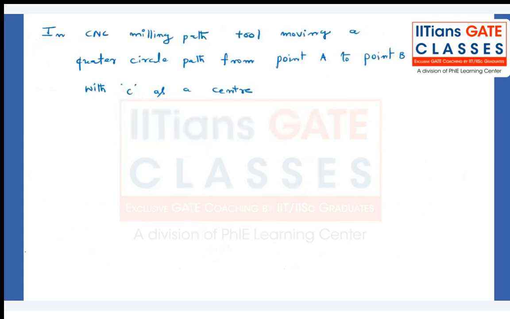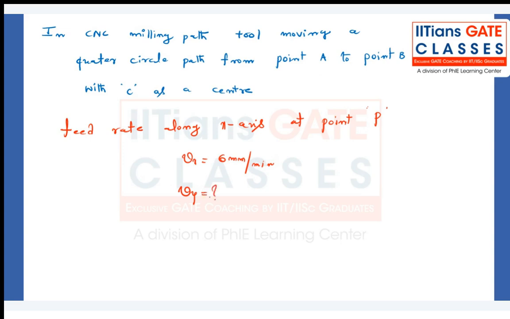So now here the feed rate along the x-axis is given. We consider the feed rate along the x-axis at point P. At point P, I can say Vx is equal to 6 mm per minute. We need to find Vy. This is the given data of the problem. All right, guys, now let us go for the circular motion.